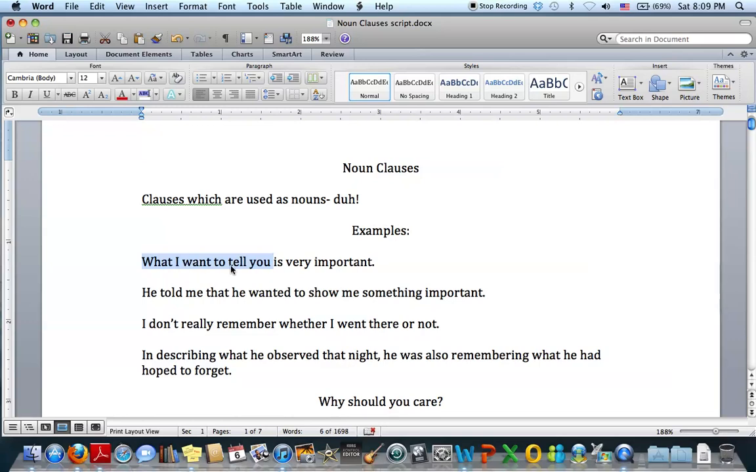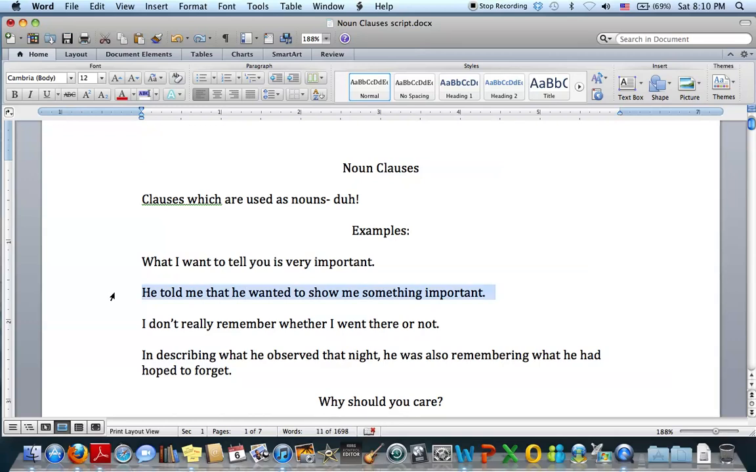I also know that it's acting as the subject and that it is a noun because I can do this. It is very important. I can actually replace that whole noun clause right there with one pronoun. That tells me that it's acting as a noun. Let's come down to the next one.